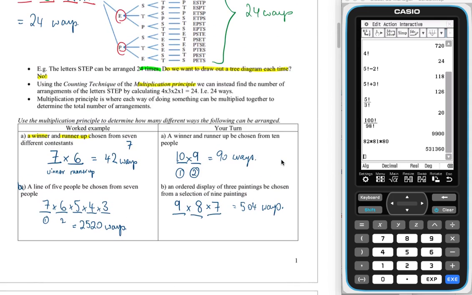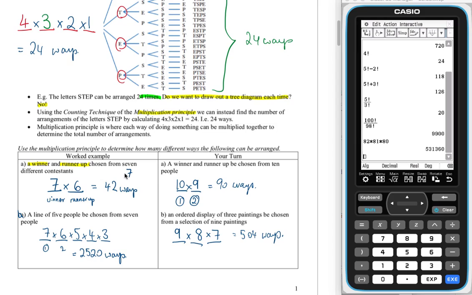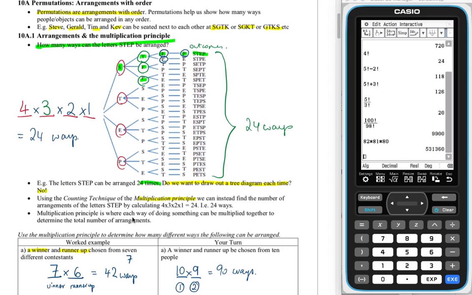You may remember from 10a.1, we were just using the multiplication rule. 7 times 6 is 42, or 6 down to 3 is 2520, to work out the number of arrangements of people who could be winner and runner-up, or people who could line up in certain ways. Even our arrangement of our word step can be figured out using this manner as well.